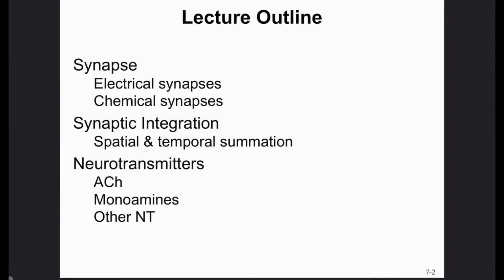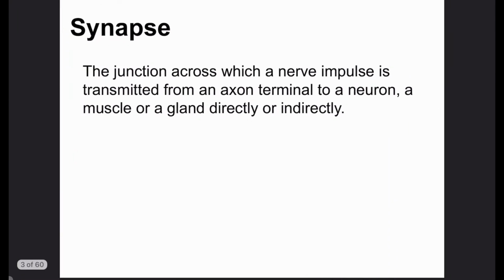In this video, we will talk about different types of synapses and spatial and temporal summation. A synapse is when a neuron communicates with another neuron or possibly a muscle or a gland. And so it is the area where the neuron and the effector, or the neuron and the other neuron, are going to meet.